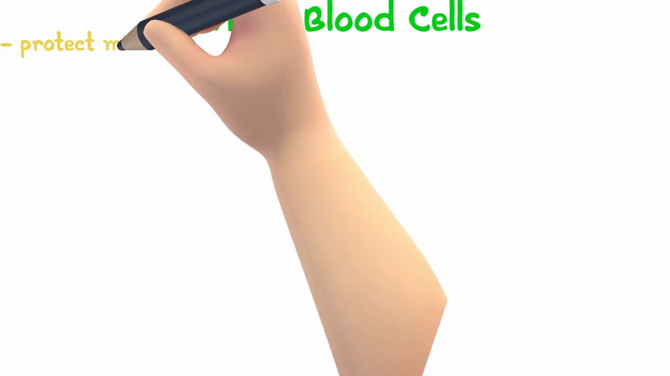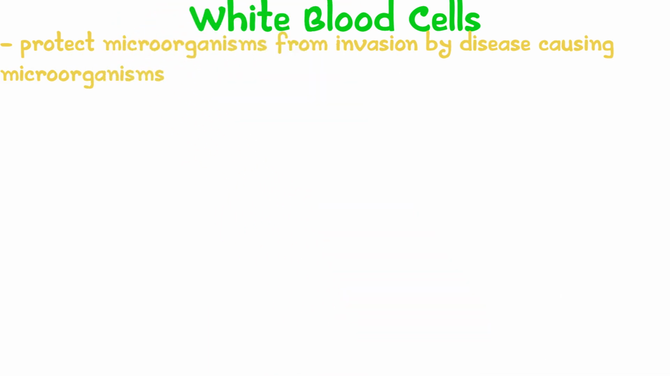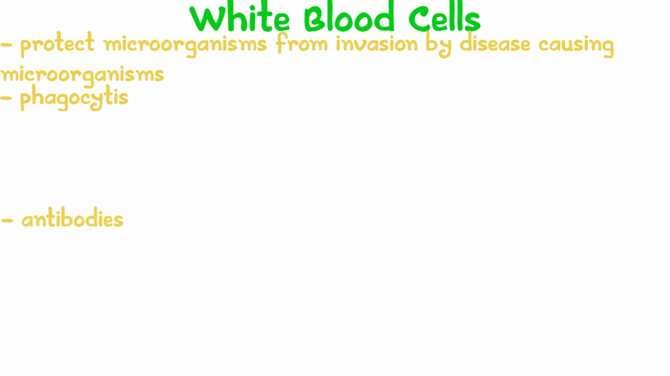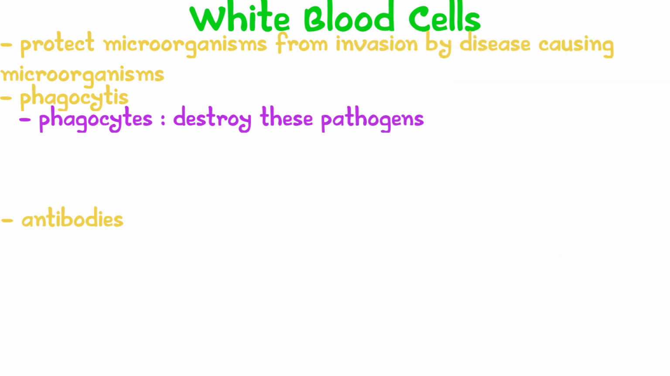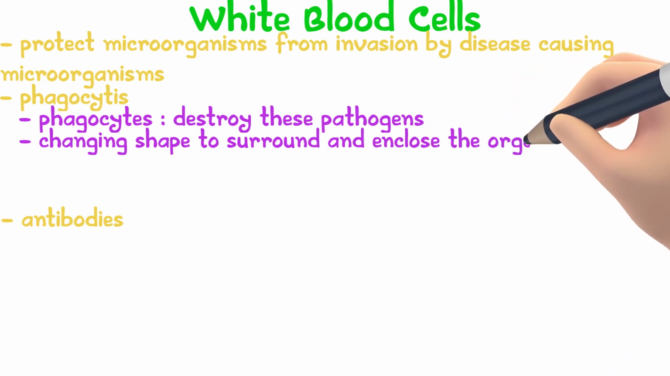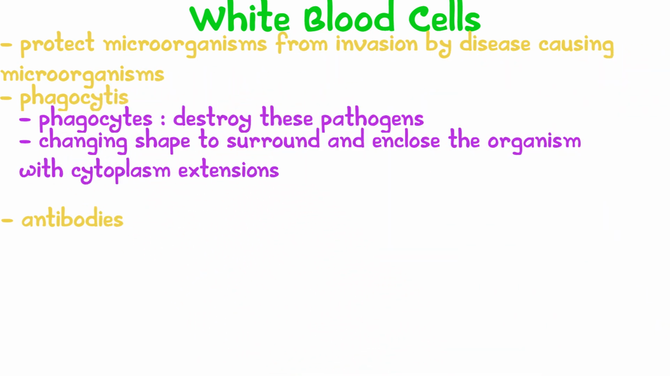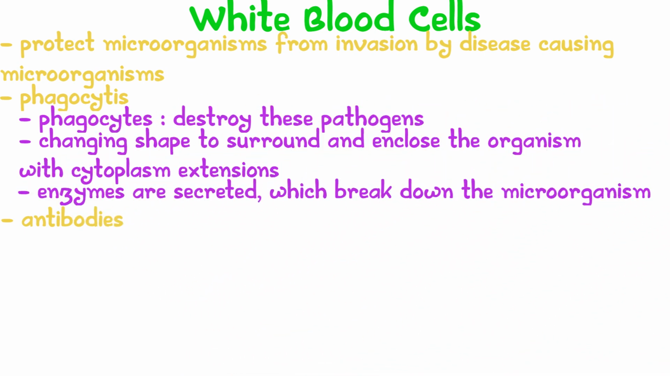The main function of white blood cells is to protect the body against invasion by disease-causing microorganisms. The two main methods used by white blood cells are phagocytosis and antibodies. We mentioned phagocytes before. Their main function is to destroy these pathogens. The way they do this is by changing shape to surround and enclose the microorganism with extensions of the cytoplasm. Once the microorganism is trapped, enzymes are secreted, which break down the microorganism.